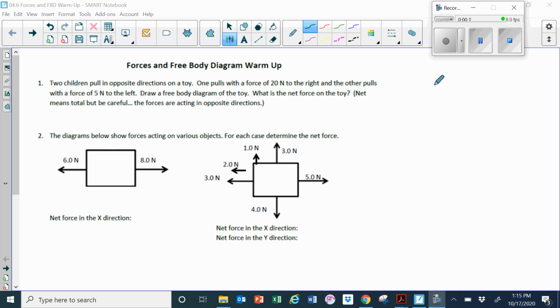So I'm going to make a free body diagram of this. Well, I'm not going to draw a toy. I'm going to draw a little square, which is going to represent the toy. One of the kids pulls with a force of 20 newtons to the right.